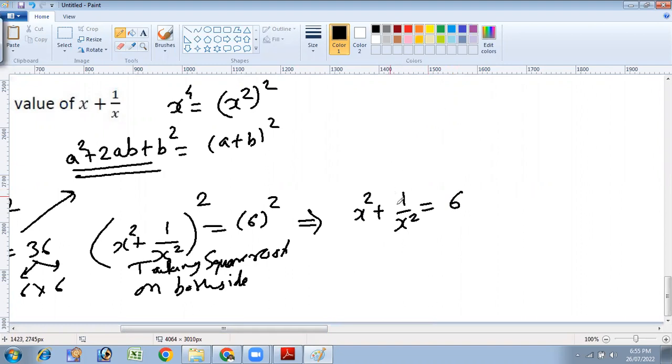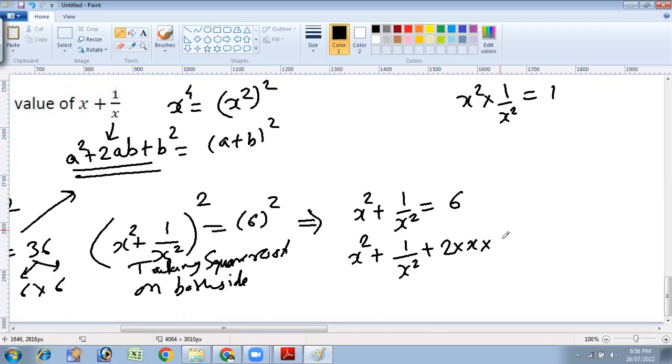Now, again, what will we do? Same as before, I want this 2 again, because x square multiplied by 1 upon x square, again it is 1. So again add plus 2 on both sides. Look here, x square plus 1 upon x square, again I am adding here plus 2. But this time I will multiply this x by 1 upon x.